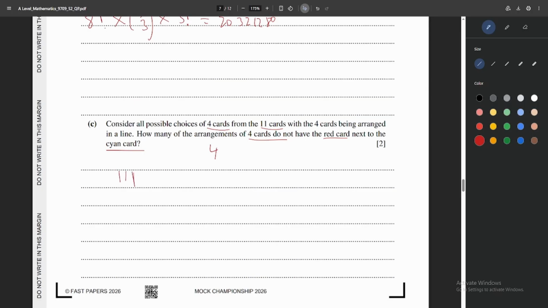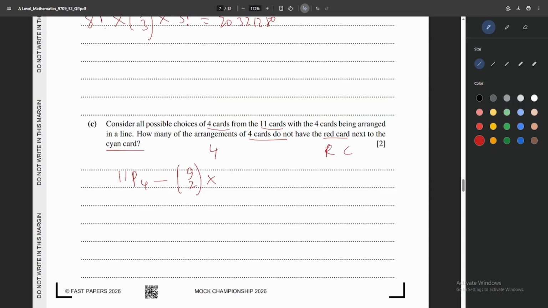So first we use 11P4. This will get us all possible arrangements of all possible 4 cars among the 11, and then from that we will subtract out cases where the red and cyan are next to each other. So first, let us assume we already chose red and cyan, so we already chose 2. Now we have 2 remaining to choose. So let us choose 9C2. Those are the remaining cars.